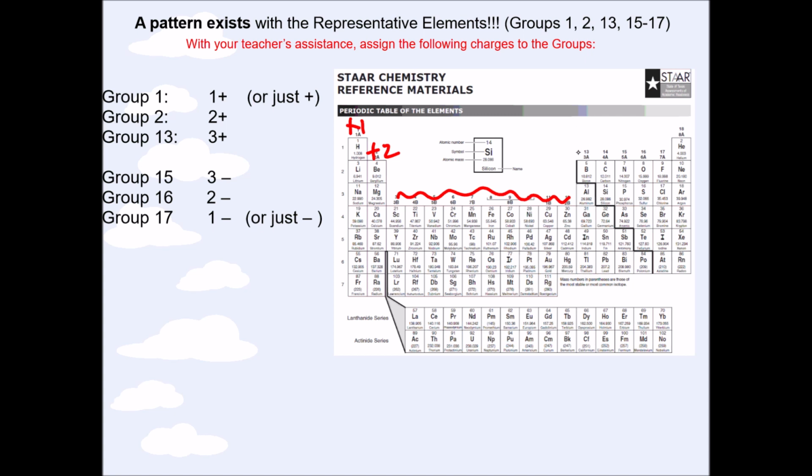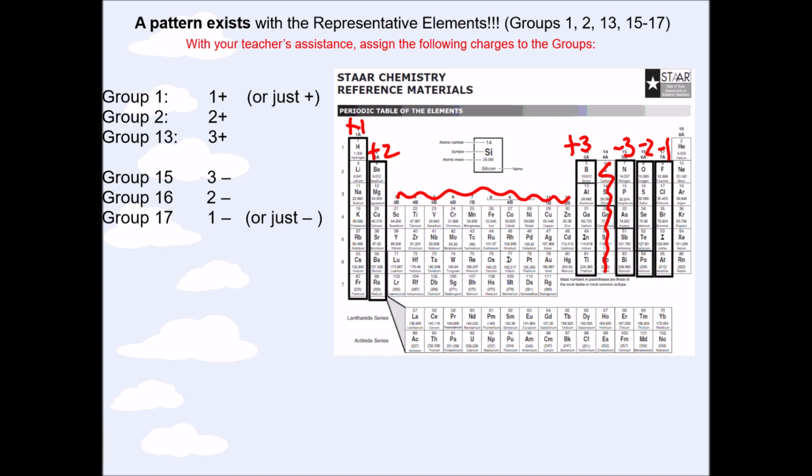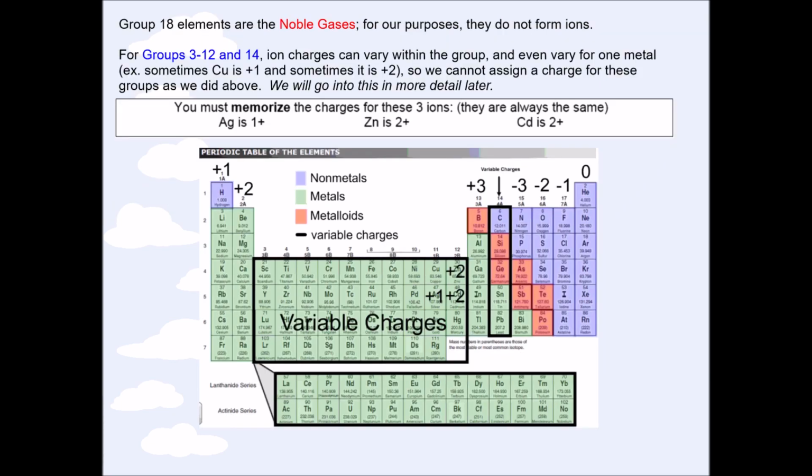Group 13 ions would have the charge of +3. And then we're going to skip group 14 because once again we have various charges. Group 15 is -3, 16 is -2, then 17 is -1. Remember, these ion charges apply to all elements within the same column, which we call a group. Group 18 elements are the noble gases. For our purposes, they do not form ions because they're the most stable.